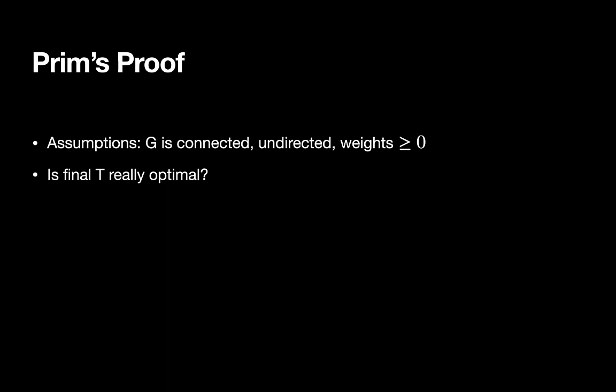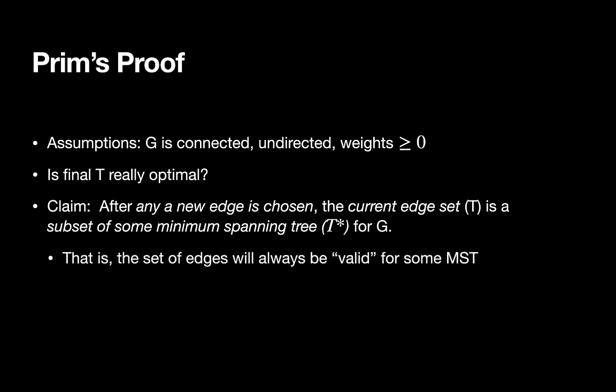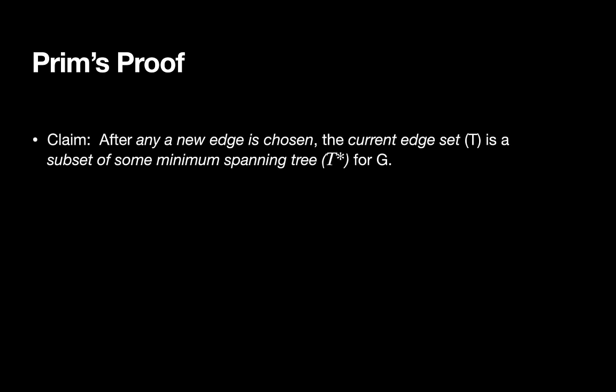Our claim that we're going to try and prove is that every time we add a new edge, the current set that includes that new edge is a subset of some minimal spanning tree. So every time we're adding a new edge, we're always building towards some valid minimal spanning tree, MST. And then once all of the edges span G, it's got to be a minimal spanning tree. Each individual step got closer and closer to a minimal spanning tree. So once we have enough edges, we'll have a minimal spanning tree. Okay, so again, that's our overall claim.